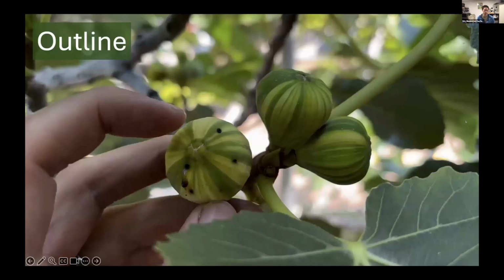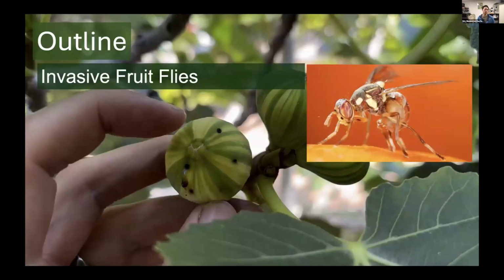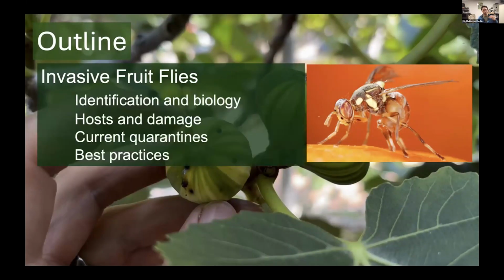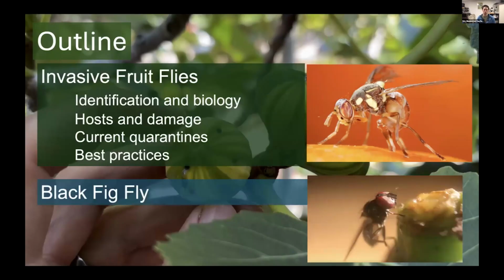As an outline of the different things that we're going to be going over, first off, I'm going to be talking about those invasive fruit flies, the suite of different fruit flies that, when they show up, CDFA and the counties put out quarantines to try to prevent them from establishing. We're going to talk about identification for some of the most common ones and some of the current quarantines that are out there, a little bit about their biology, the hosts that they can attack, the damage they cause, the two current quarantines that are now in place in the state, and then also some best practices for growers and also members of the public if these are here and if you are in a quarantine area.